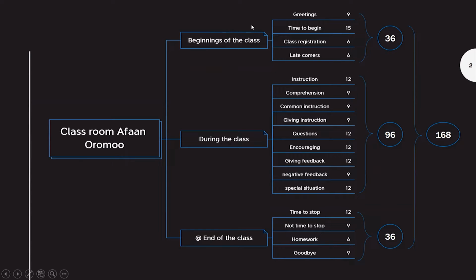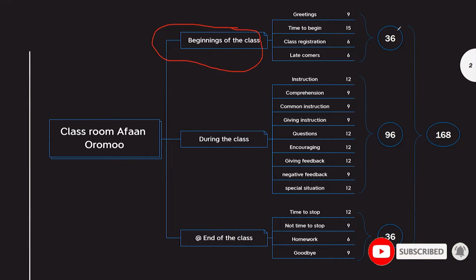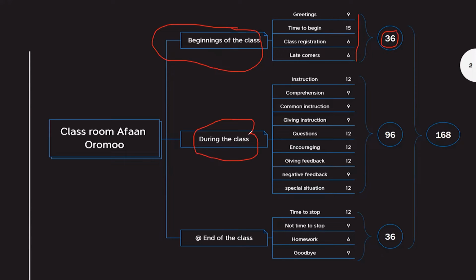The first one is about the beginnings of the class. I already completed the first part, which is about the beginnings of the class. I taught you about 36 of the phrases used inside the classroom at the beginning. But today I'm going to teach you something else, which is during the class, in the middle of teaching the student, how you can use Afaan Oromo like natives, okay? So I will teach you that.